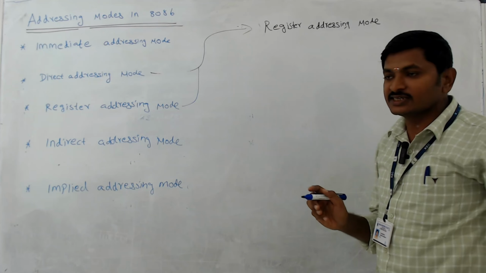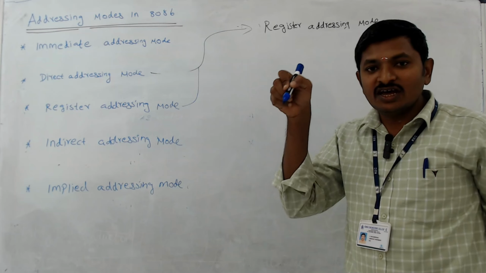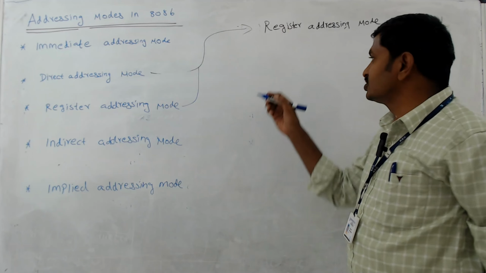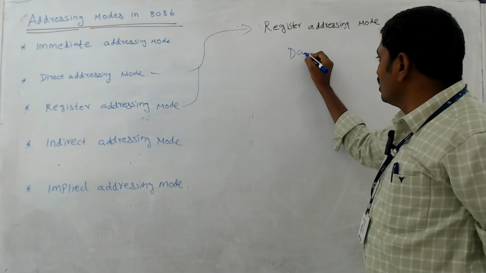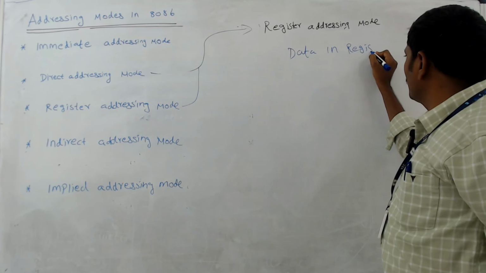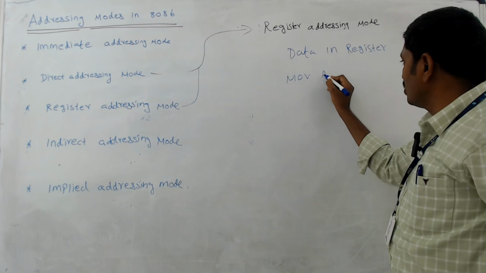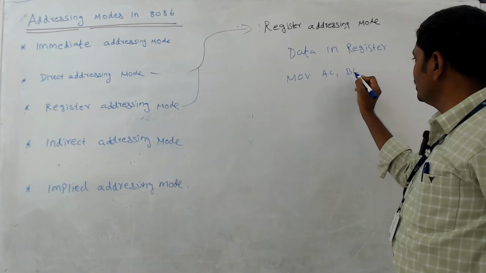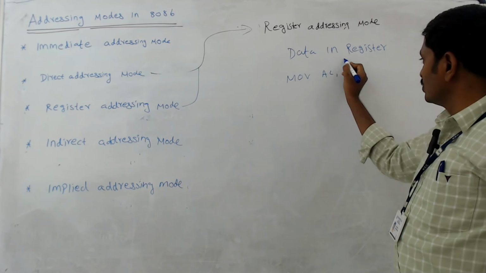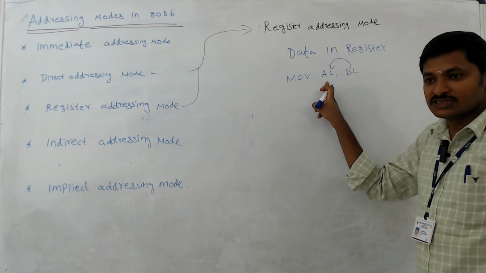In this register addressing mode, the data is mentioned in the register. Data is available in the register. For example, MOV AL comma BL. So what is the meaning? Whatever the content is available in the BL register, that will be copied and moved to the AL register.